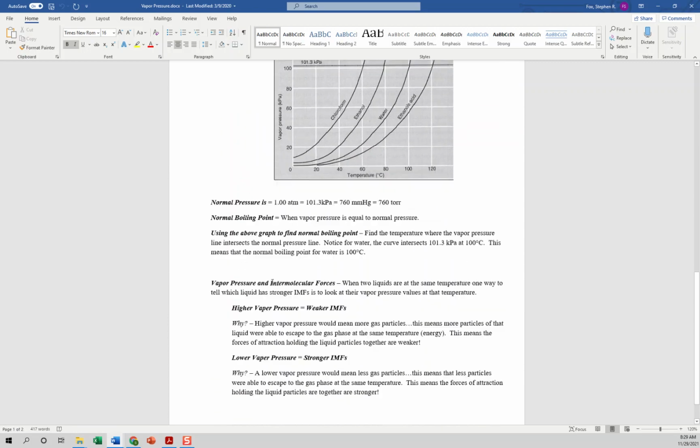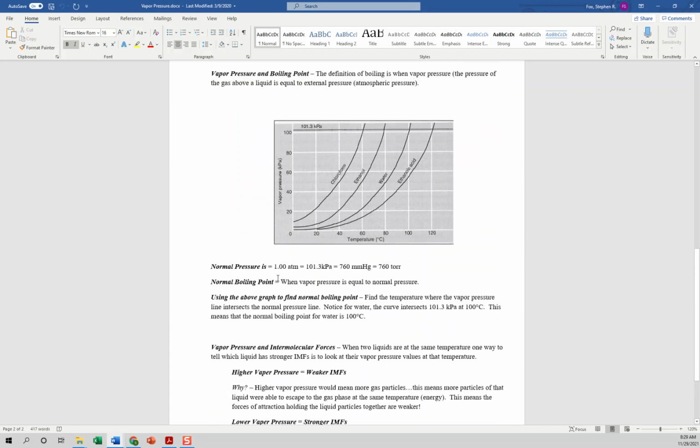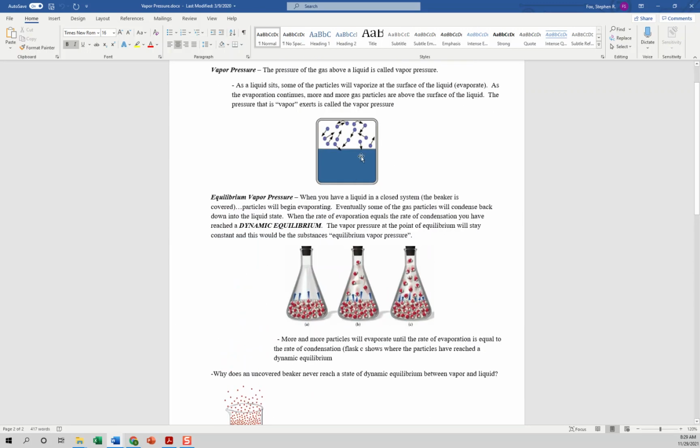So a couple things to know about vapor pressure. The definition of the boiling point is when the vapor pressure of a liquid equals the external pressure. So there's two ways to make a liquid boil. You could heat this up, you could add heat, and what would that do? That would increase the number of particles that vaporize, and eventually, once the pressure in the container is equal to the external pressure, so let's say 1 atmosphere, then your liquid will start to boil, okay?